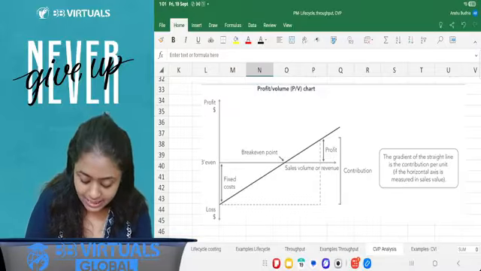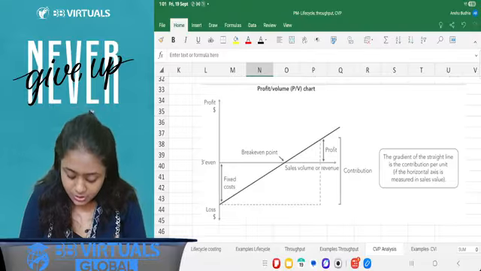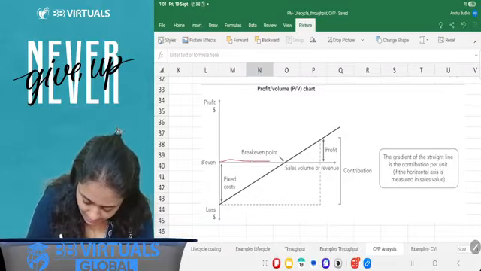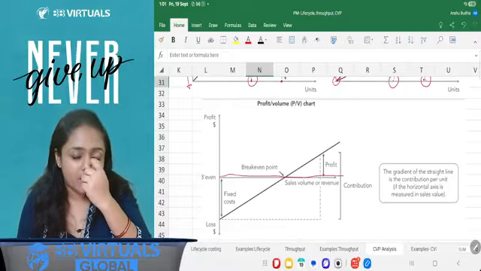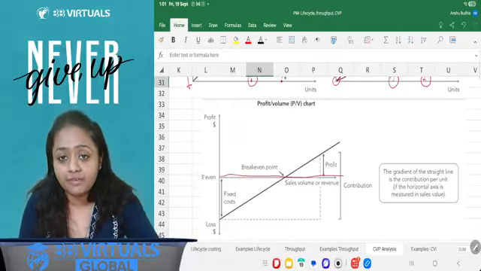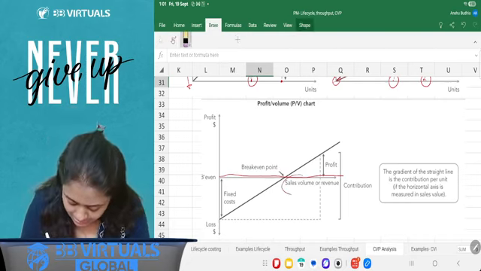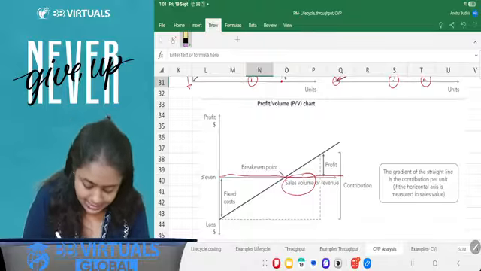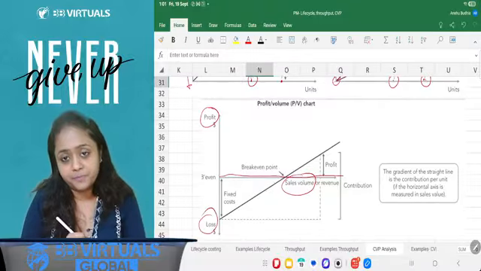PV chart means relationship of profit and volume. Okay, look here. This x-axis is basically representing sales volume if you are dealing in units. If you are dealing in break-even point in revenue, then it is representing revenue. Otherwise, it is representing units. This y-axis is representing profit on top and loss at the bottom.